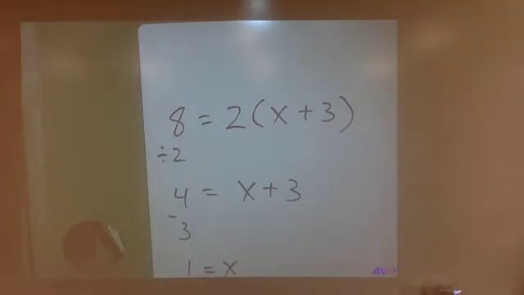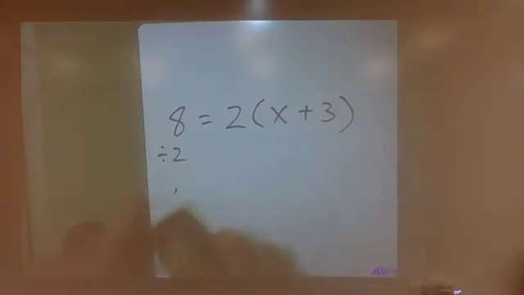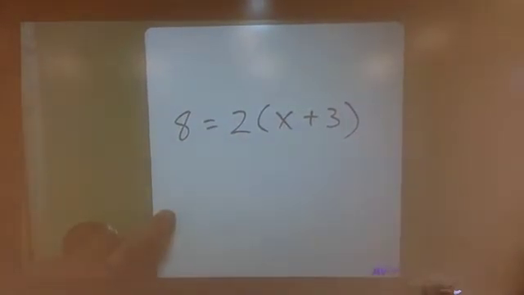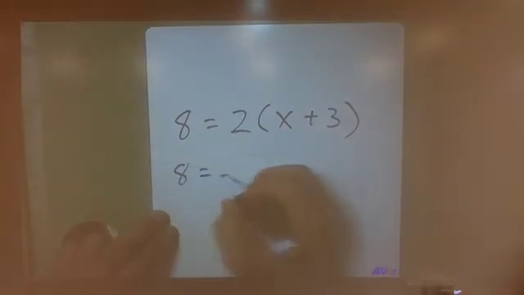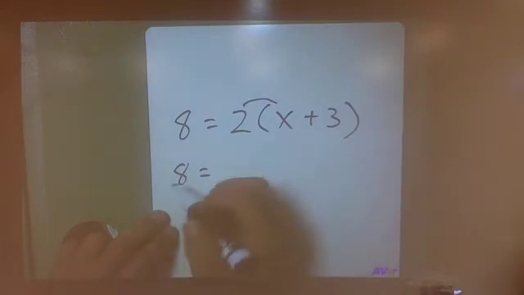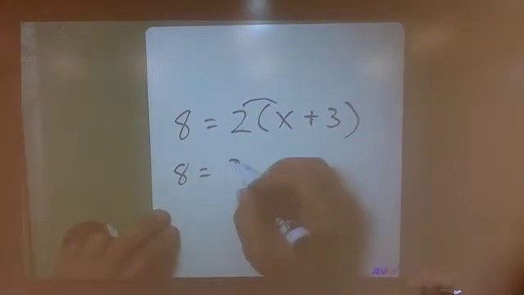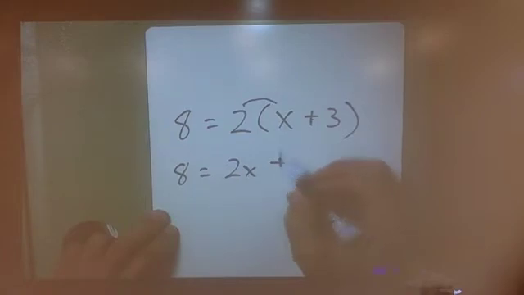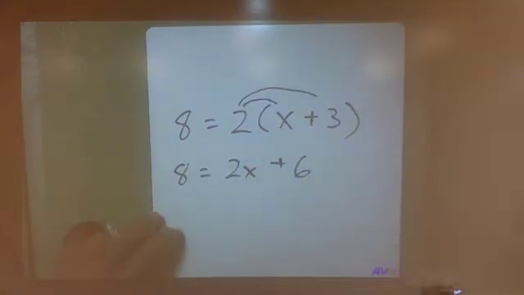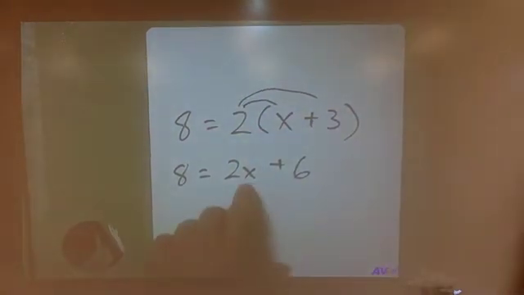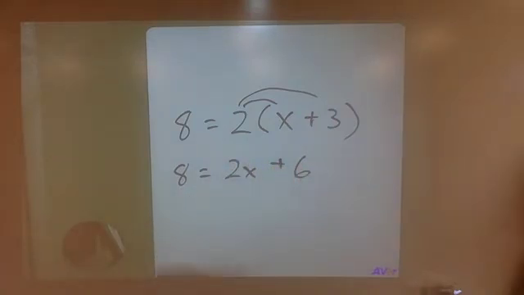The other way to do this to end up with x equals 1 is, instead of dividing by 2 first, you can distribute the 2 first. 8 is equal to 2 times x, which is 2x, plus 2 times 3, which is 6. So now we're saying some quantity plus 6, this term plus 6, is equal to 8. What plus 6 equals 8? 2. We know that 2 plus 6 equals 8. So this whole term needs to equal 2.